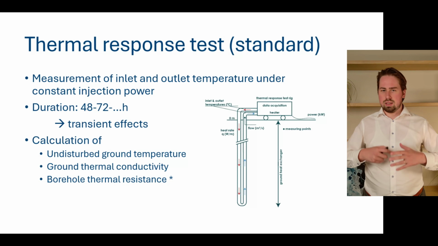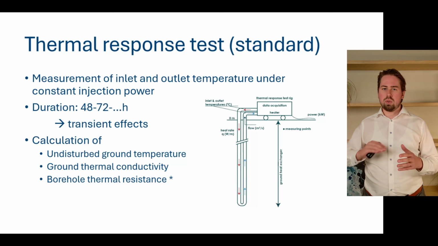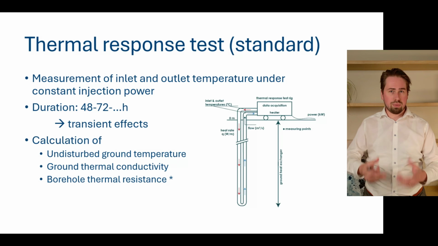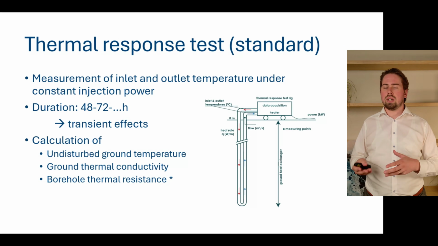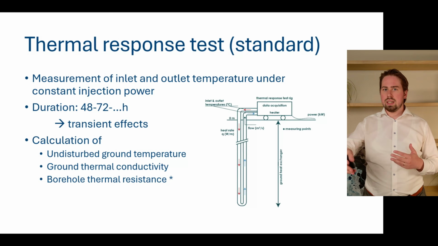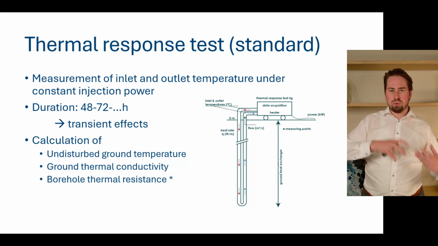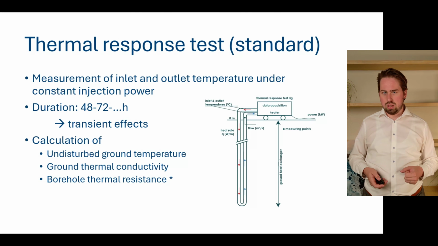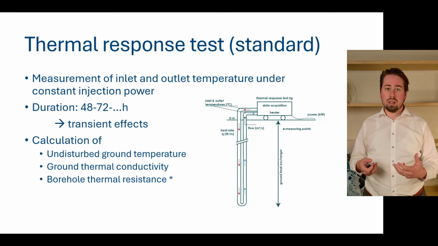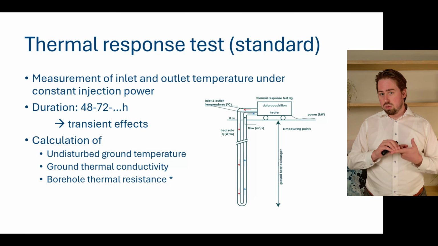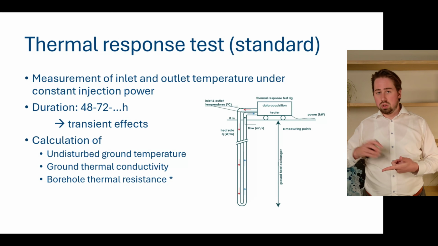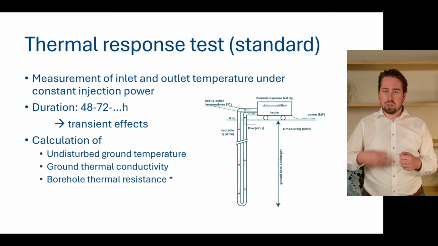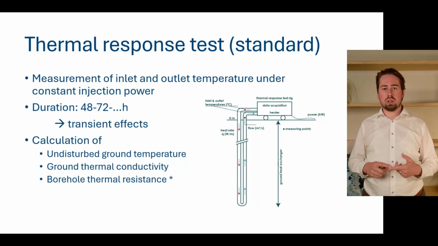And the reason this test takes so long is because you need to overcome these initial hours where the transient effects, and so the heating of the fluid, the heating of the grout, etc., has gone by. So you want really a steady state heat transfer from the fluid to the ground in order to extract all the required information. And with this TRT test, you can measure the initial undisturbed ground temperature. This you do by simply letting the fluid circulate before you turn on the heater, and the fluid temperature you get then is the initial ground temperature.